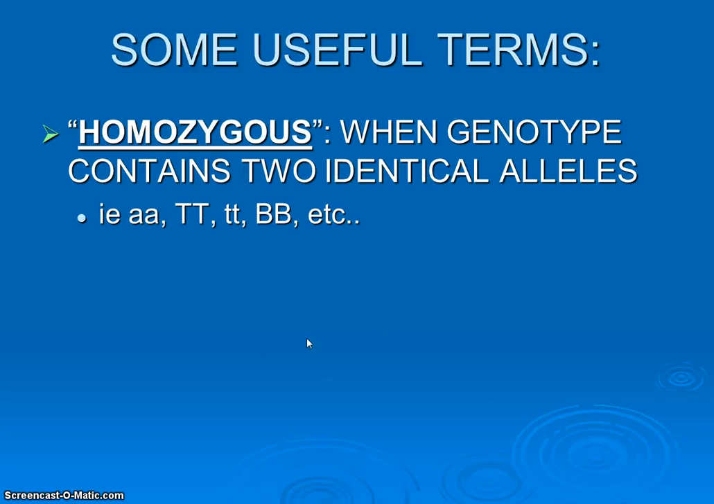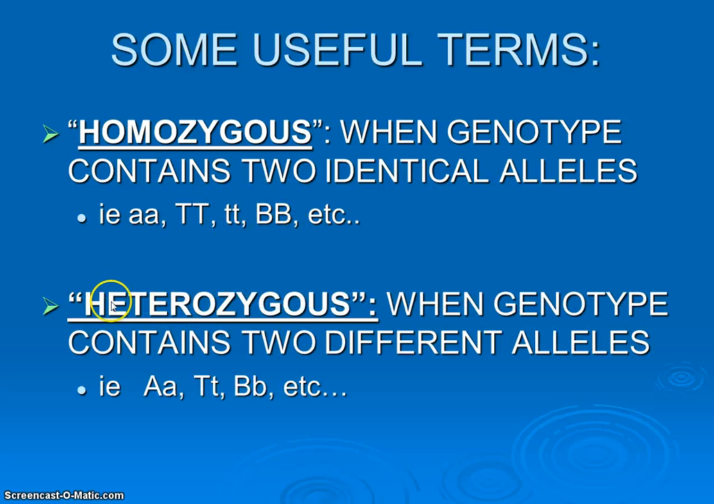And the last two terms we need to know is the difference between homozygous, zygote meaning when we join two sex cells together, so we mix our two alleles together here. Homo means same. So if for a gene you have two identical alleles, little a, big T, etc., you would be homozygous for that trait. Heterozygous, hetero meaning different, is when your genotype contains two different alleles. One thing to be careful of here, notice that big T big T and big T little t are different genotypes, but they would both show the same dominant phenotype. Be very careful of that.